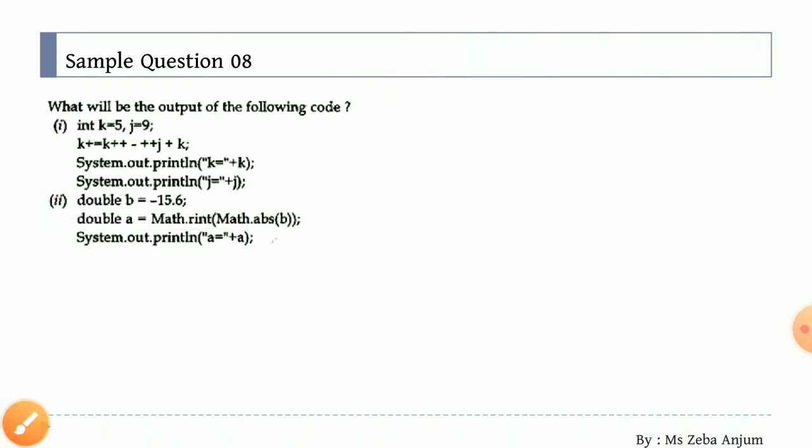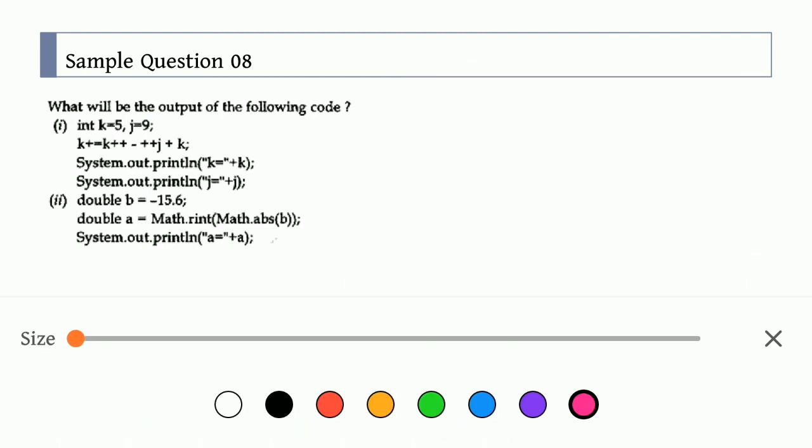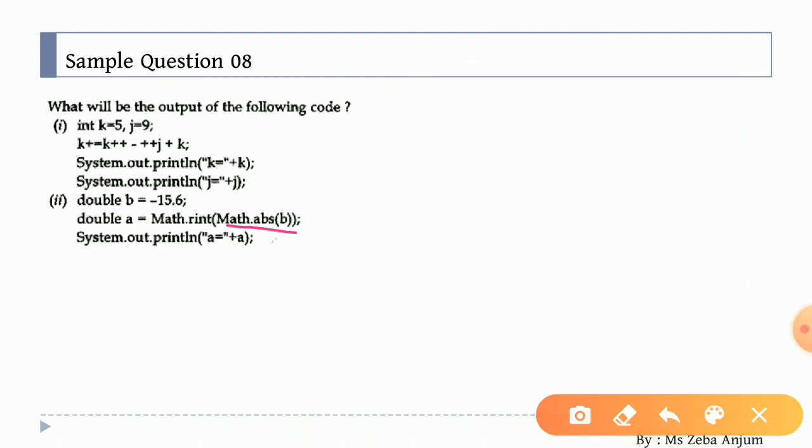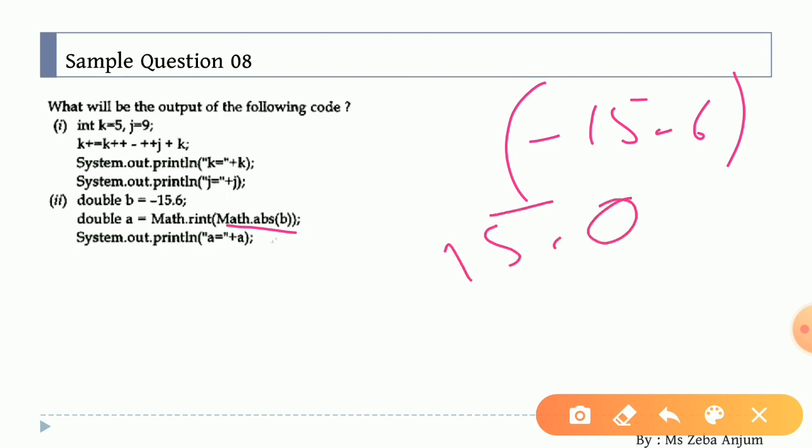Now see the second part, double b equals to minus 15.6 we are having, and double a equals to math.abs b. Now see, firstly we will be solving math.abs b. So minus 15.6, if you apply math.abs on this one, then you will be getting 15.6, because it is only removing your negative portion, nothing else it is doing. Now see, 15.6 you are going to calculate it by math.rint.